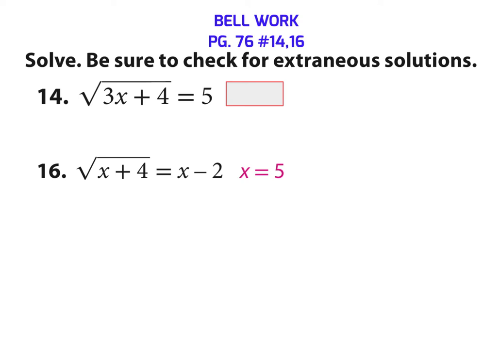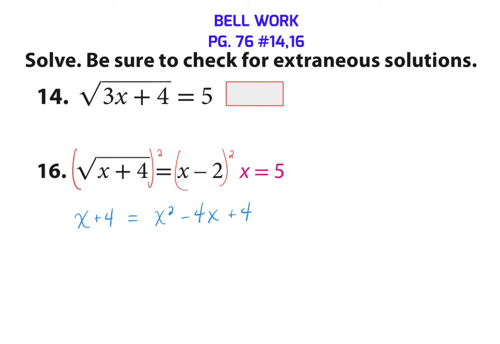All right, so 416, it was already isolated. My radical's already isolated here. I need to square both sides. So I am going to square the left-hand side, square the right-hand side. On the left, my radical just goes away. On the right, I need to FOIL.